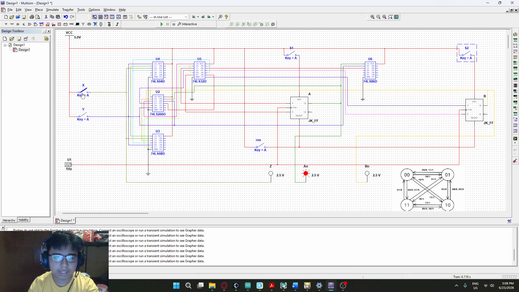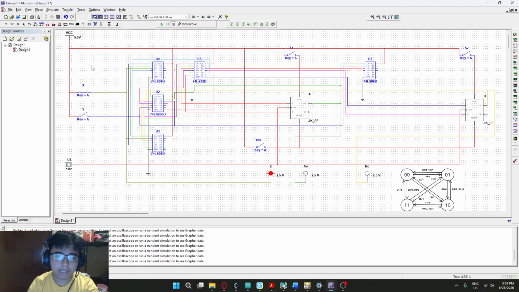Now next, let's do 1, 0 with an initial state of 0, 0. Now Z is on, as 1, 0 or minterm 2 is a prime, and then from 0, 0 it moved into 0, 1, 1, 1, 1, 0, and finally back to 0, 0.